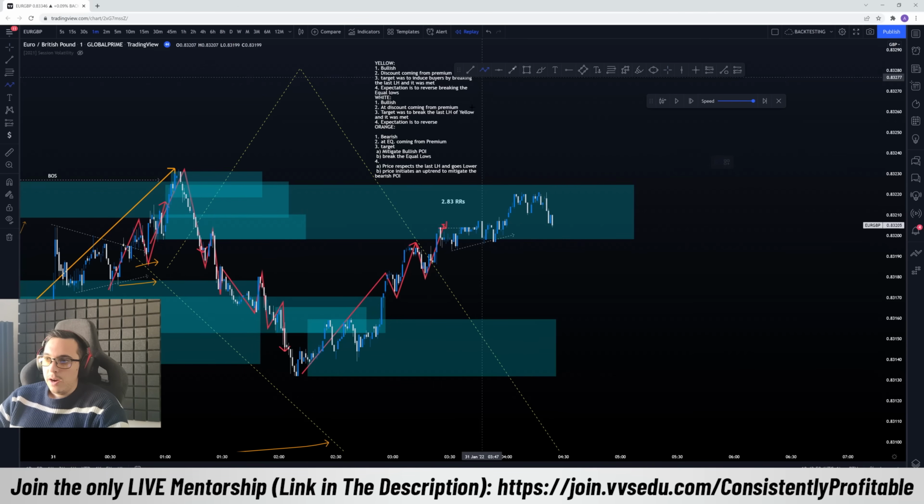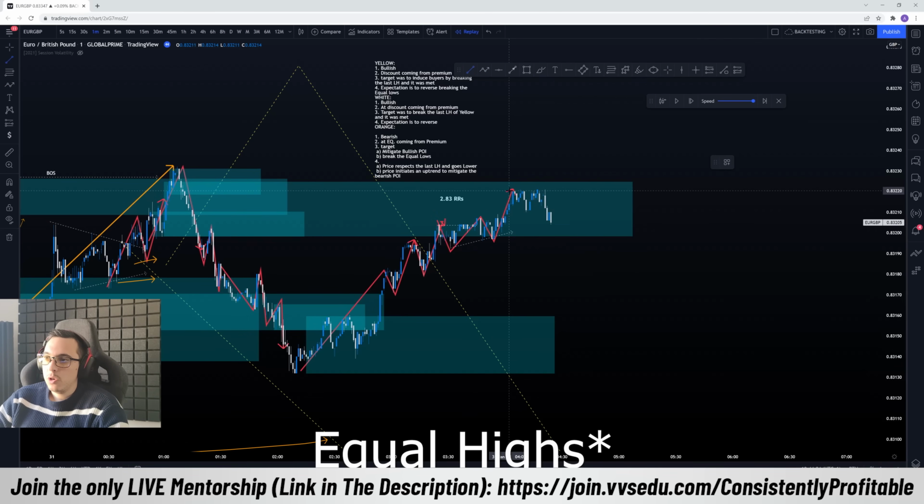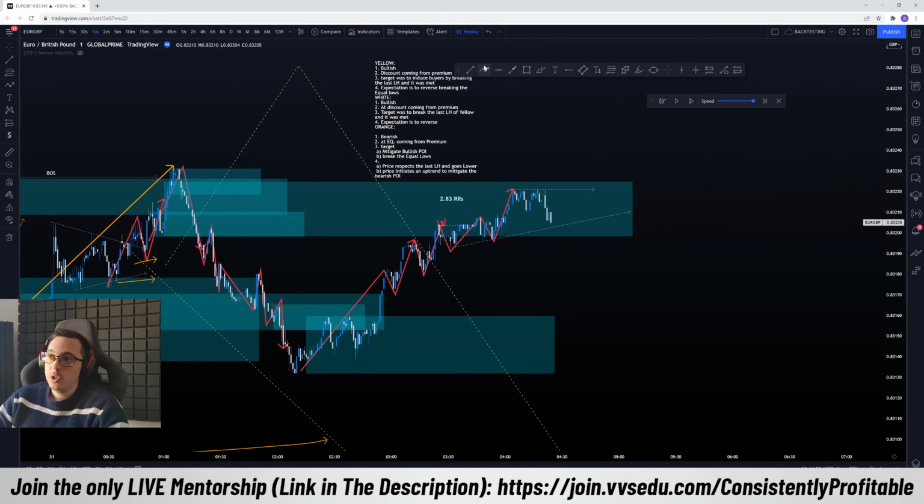Okay, so we have a higher high, higher low, higher high, higher low, higher high. Now we left equal lows behind, but now we have a trend line. So it makes sense for price to induce sellers now that we are at a premium level from the higher time frame, and then go higher. So I'm going to take a risky trade here. I'm going to attempt this short.